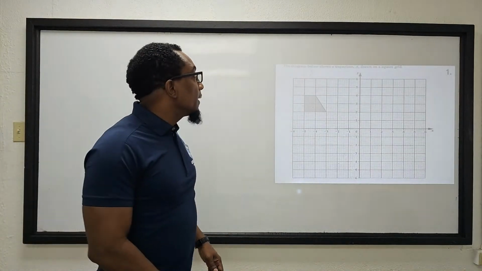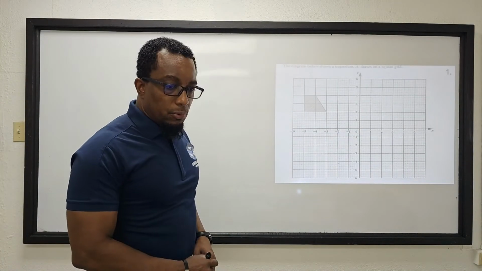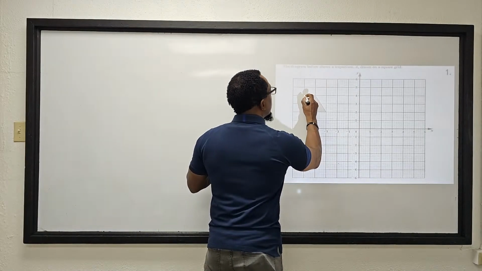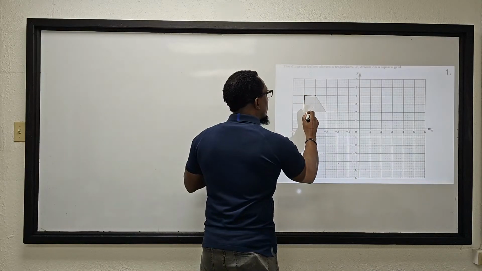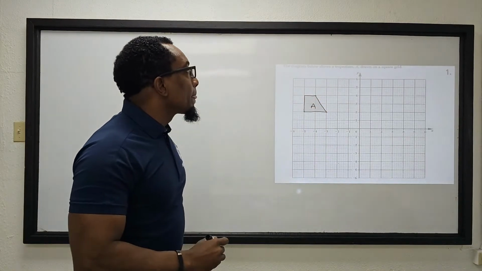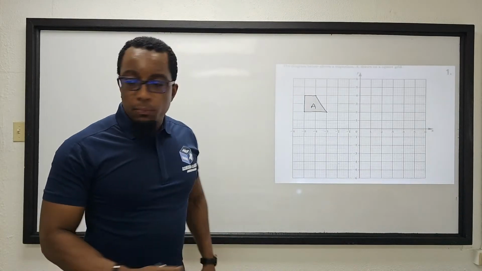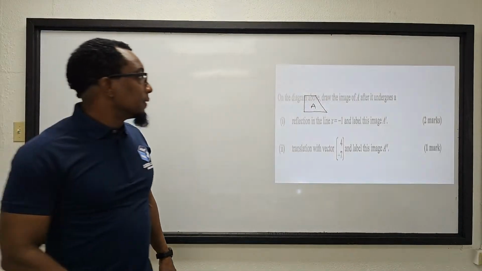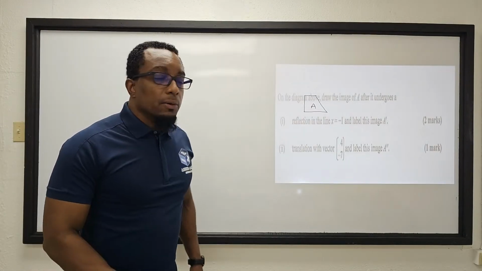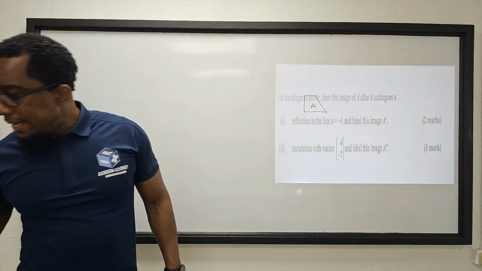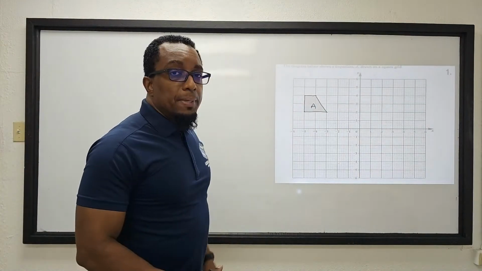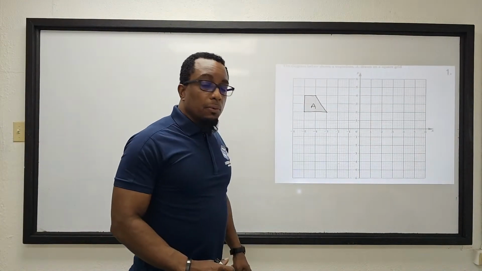So let's look at this first question. The diagram shown below shows a trapezium. So this is our trapezium, which we will label A on the square grid. They want us, on the diagram above, to draw the image of A after it undergoes a reflection in the line x equal to -1. So you want to show the reflection of that trapezium A in the line x equal to -1.